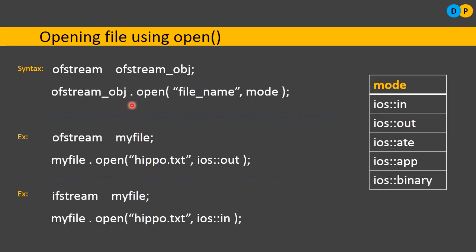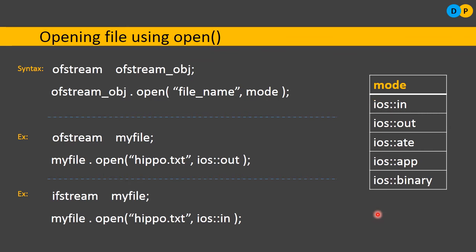As you can notice here, there is a period operator or dot operator. So the ofstream object dot open function. Within the function, we will be using two arguments. The first argument is the file name in which we want to output the content, and the second argument indicates the mode in which we would like to open a file.